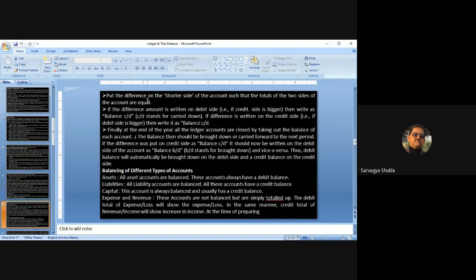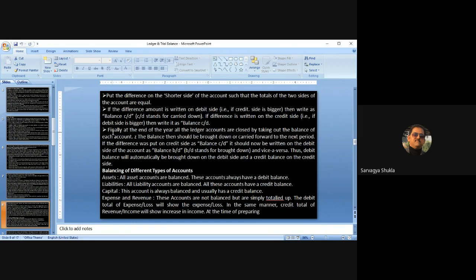Put the difference on the shorter side of the account, such that the totals of the two sides of the account are equal. If the difference is written on the debit side, that is, if the credit side is bigger, then write "To balance c/d". c/d stands for carried down. If the difference is written on the credit side, that is, if the debit side is bigger, then write "By balance c/d".